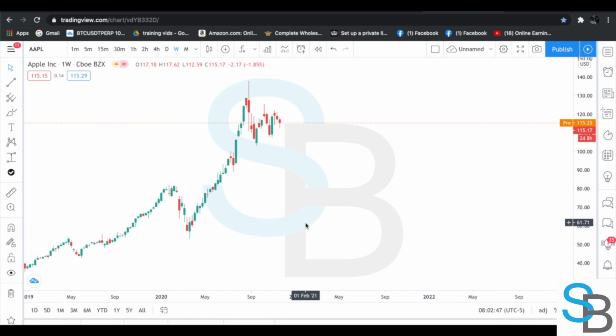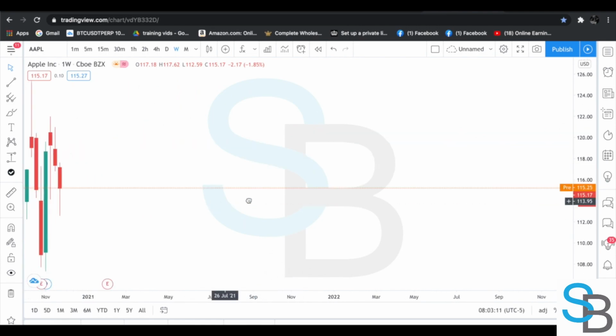So this is the Apple chart. Let's do the top-down analysis on it. We'll apply all the things we have learned in the lectures. So this is the Apple chart. The market was in uptrend. As you can see over here, the market was in uptrend. Let's mark the support and resistance zone.